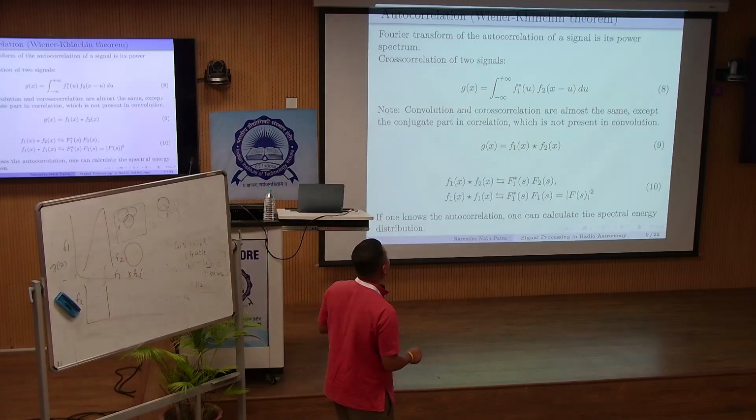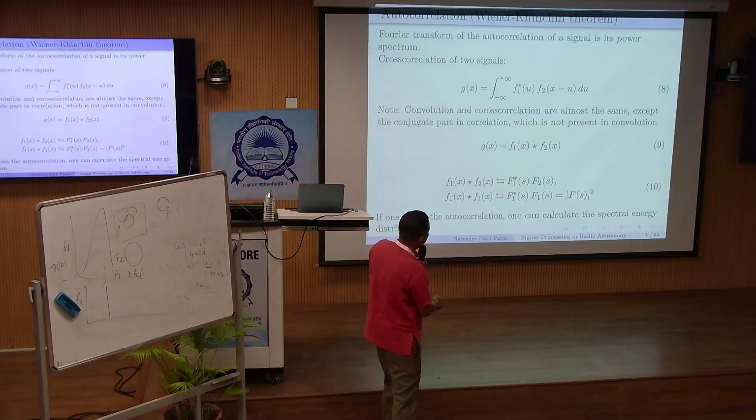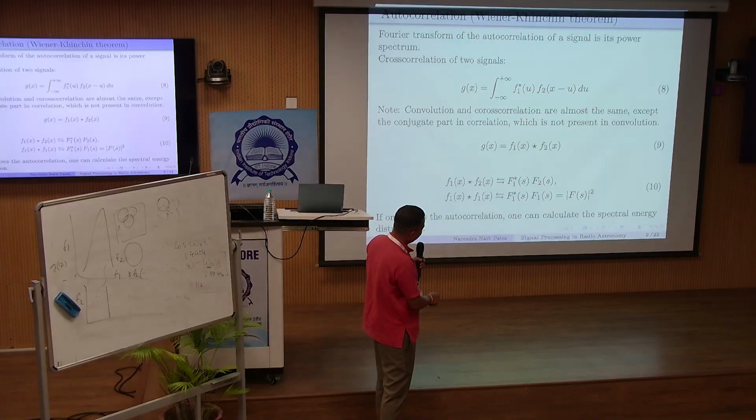Now, if you look at this G that we are defining like this, I have f1 cross-correlated with f2, right? If I take a Fourier transform, it is exactly the same as convolution except with this star, correct? So this can be considered the convolution of this one and this one.